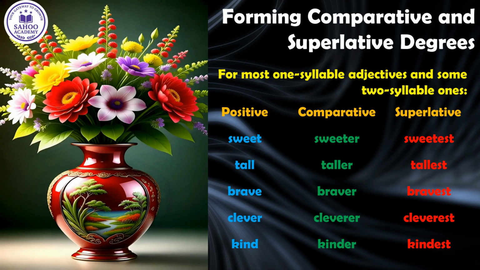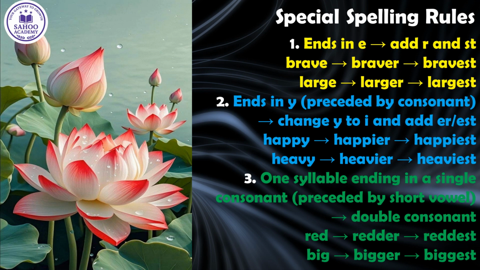Now let's go to the next slide. Now let's move to some special spelling rules we follow while forming the comparative and superlative degrees. Sometimes you cannot simply add er and est. The spelling changes a little and we must follow certain rules. Rule 1. If an adjective ends in e, we simply add r and st. For example, brave, braver, bravest. Large, larger, largest. So here we don't add er directly. We just add r and st.